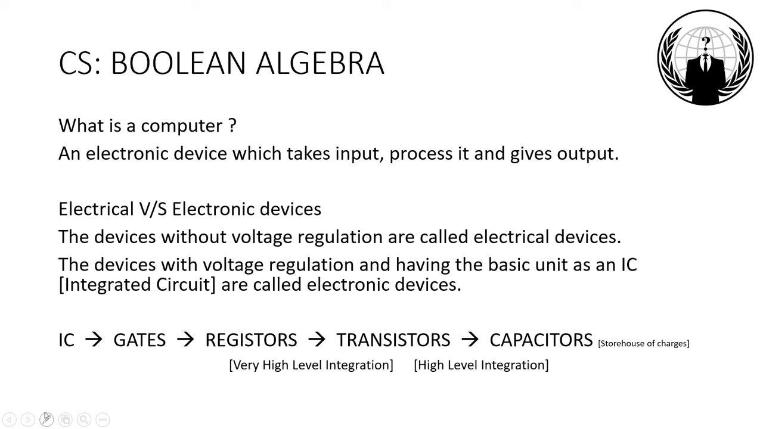Now, what is an IC or integrated circuit? Many of you have seen a black box-like structure on a circuit board with some code written on it. That is the IC or integrated circuit. It is made up of gates, and gates are made up of transistors. By very high level integration, resistors have been reduced in size to transistors, and these are made up of capacitors, which are the basic storehouse of charges, as the data in an electric circuit is stored in the form of charges only.